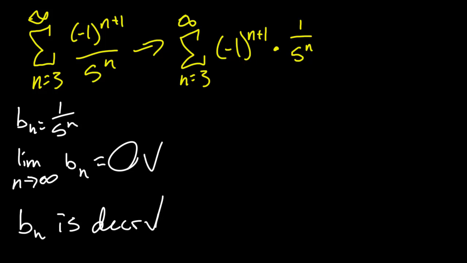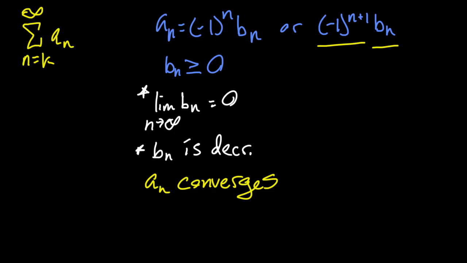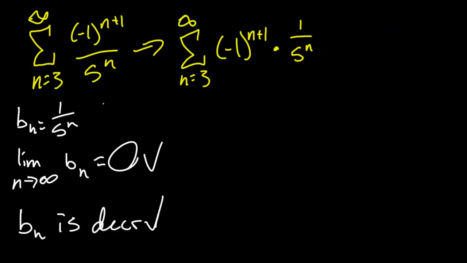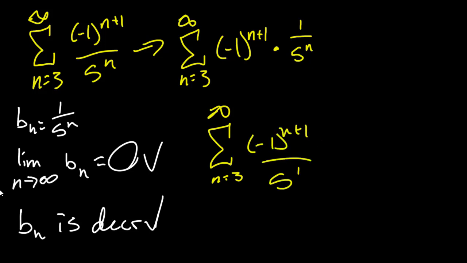So what was that little point I said last time? Oh yeah, it was a little bit like this. If b sub n is decreasing and the limit equals 0, then a sub n converges. So we can say that our series from n equals 3 to infinity of (-1) to the n plus 1 over 5 to the n converges.